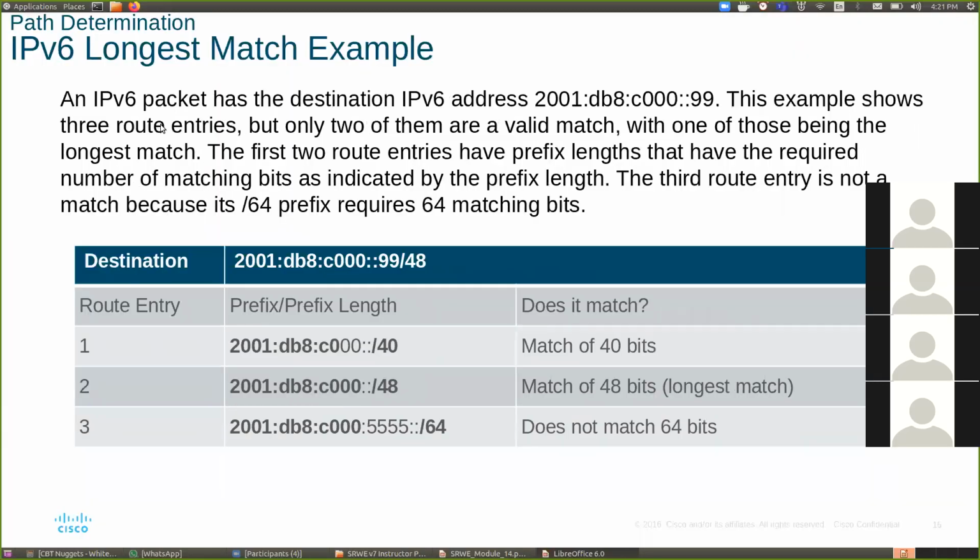This one is the IPv6 longest match example. It's the same information. This is an example of an IPv6 address, and this is the subnet mask information: /40, /48, and /64.